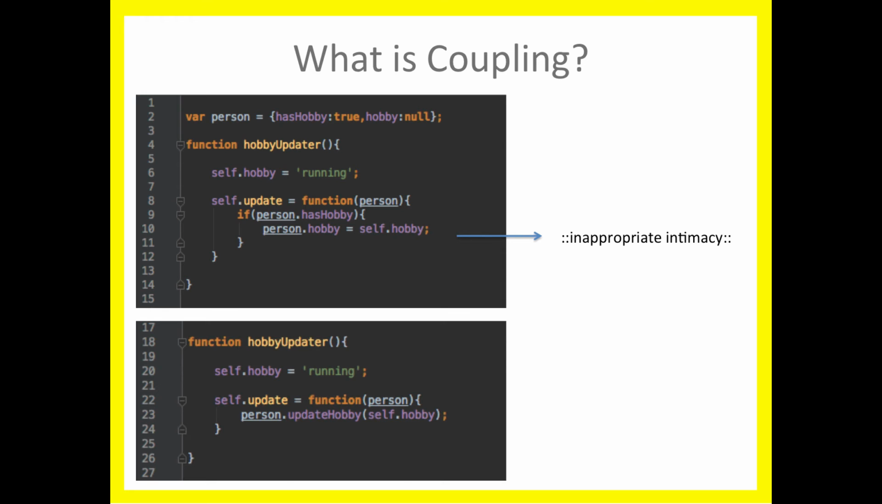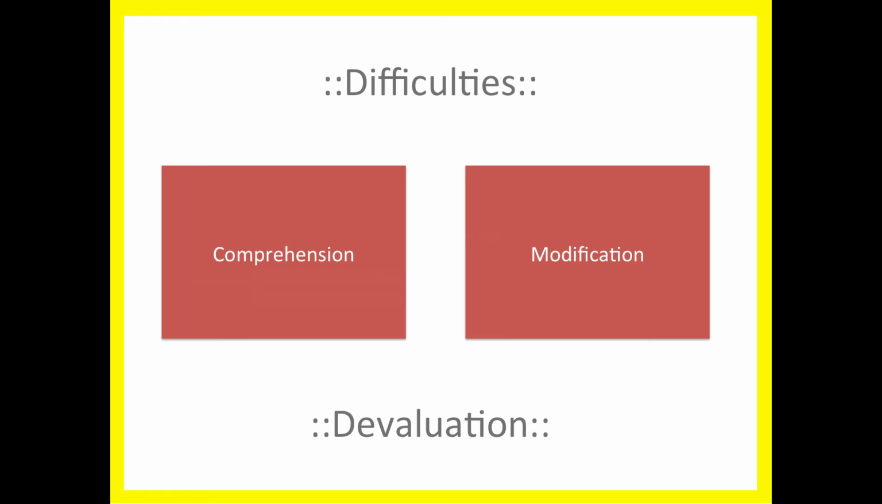When you start to see if statements in functions, and those if statements are asking questions about other objects, alarm bells should be ringing, because that is coupling. This particular type of coupling is inappropriate intimacy. It's also known as a train wreck. And what we have at the bottom is the less coupled example.